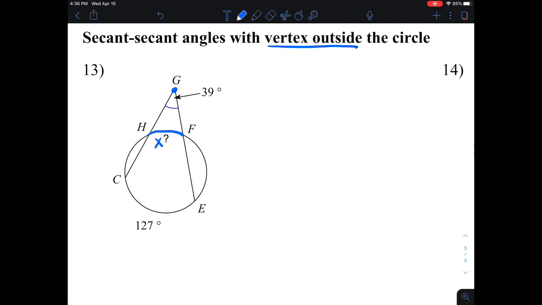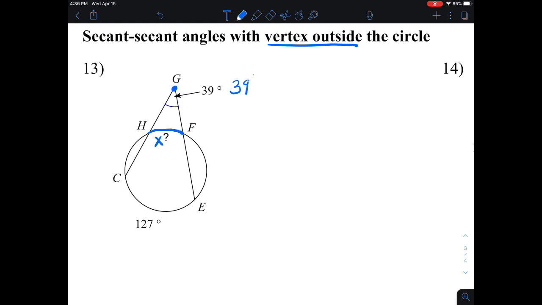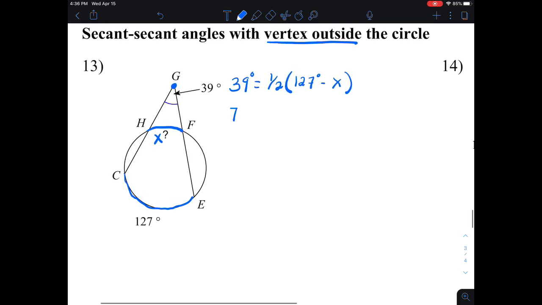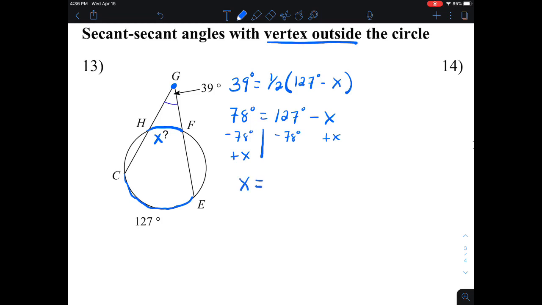All right, so when the vertex lies on the outside of the circle, the measure of the angle, in this case 39 degrees, is equal to 1/2 times the difference between the outer arc and the inner arc. So I'm going to do the outer arc, which is the big one, so 127 degrees minus X. And then we'd solve from there. So I can multiply by 2. And then I could subtract the 78 and add the X. And that's going to give us X is going to equal 49 degrees.